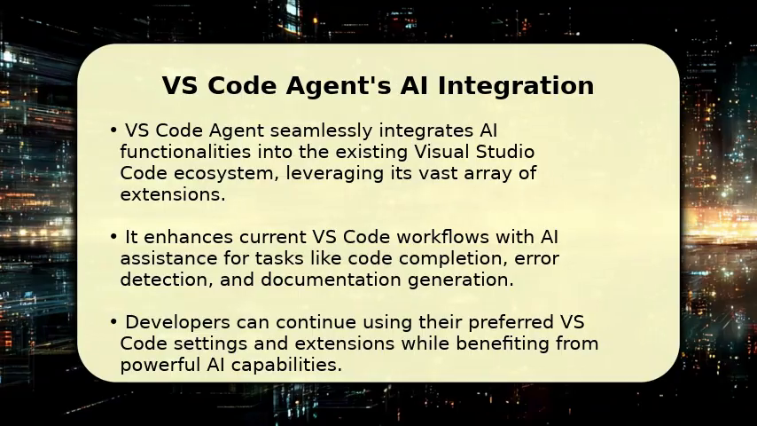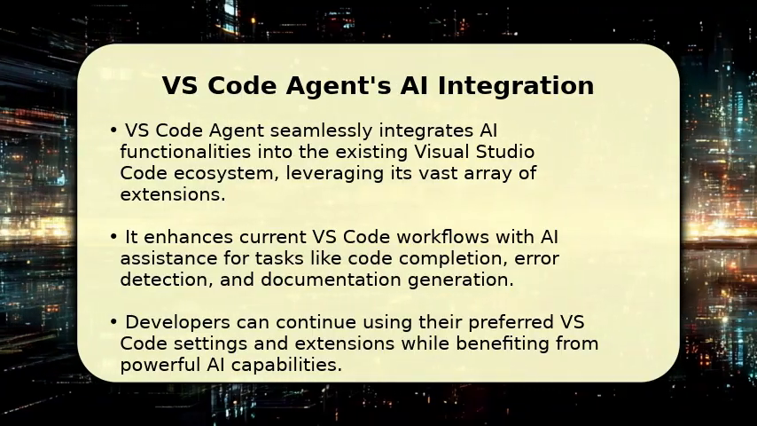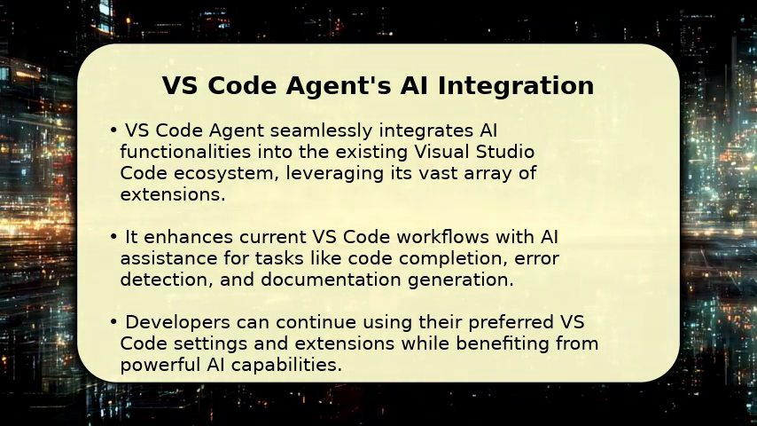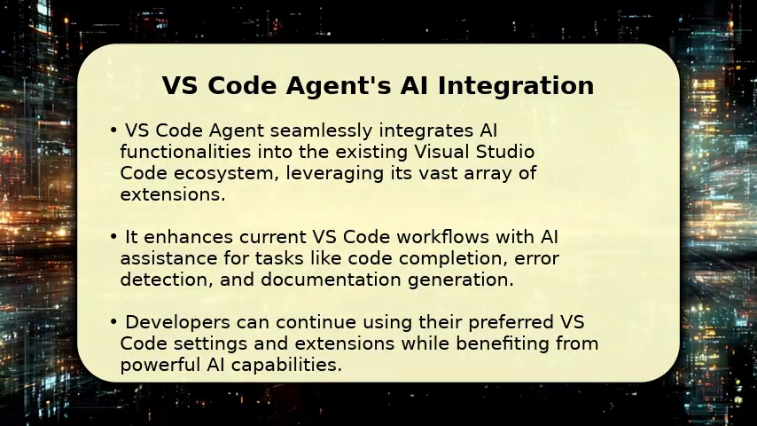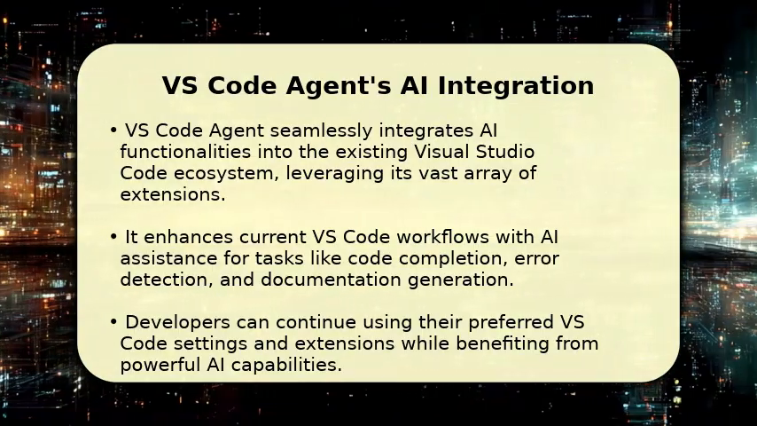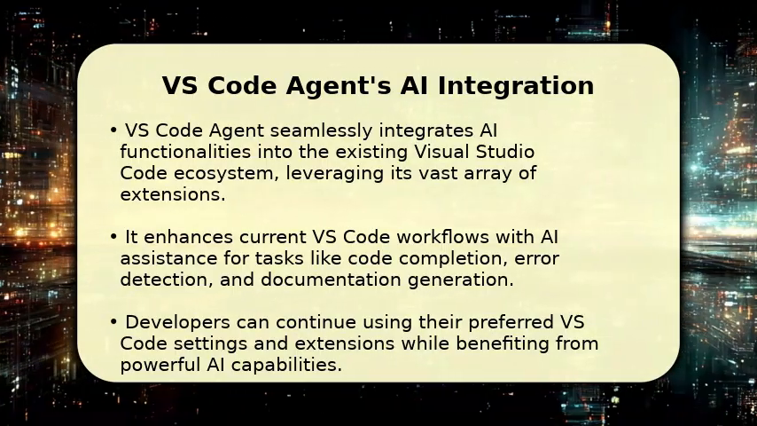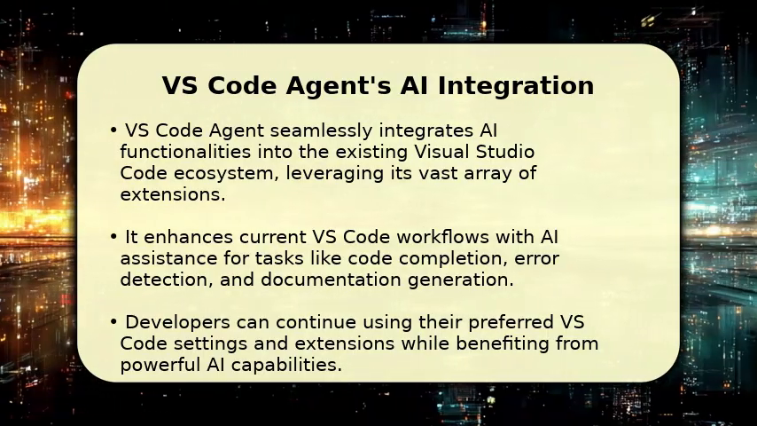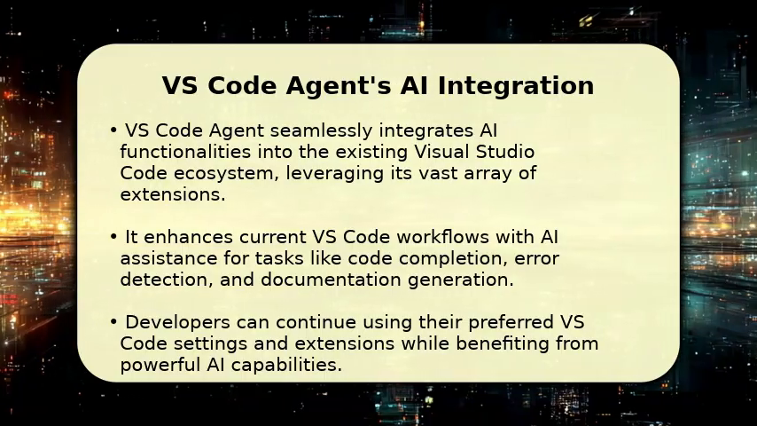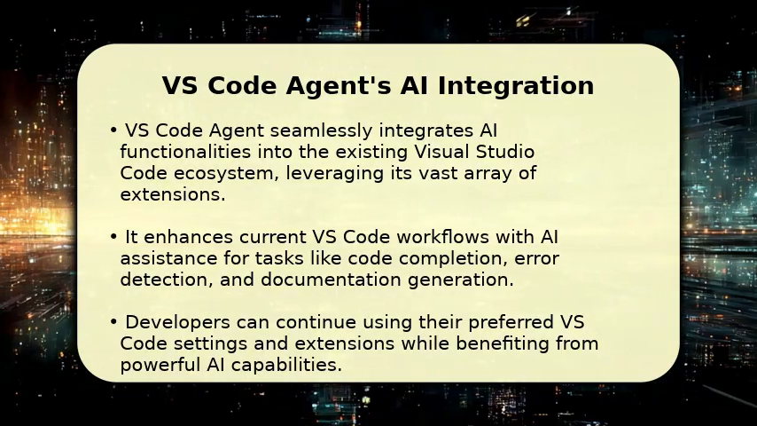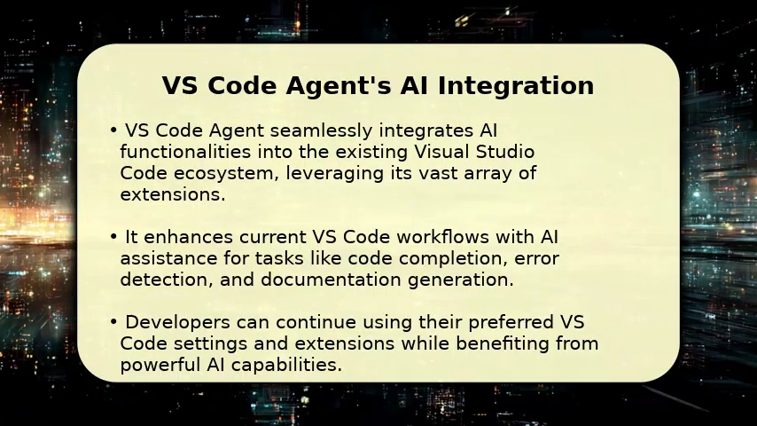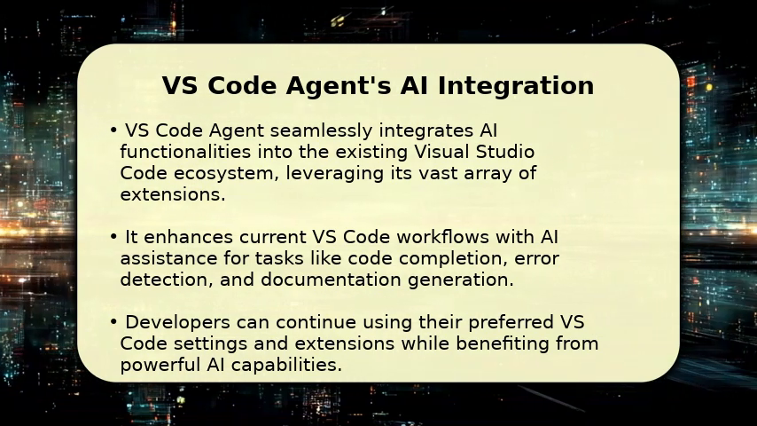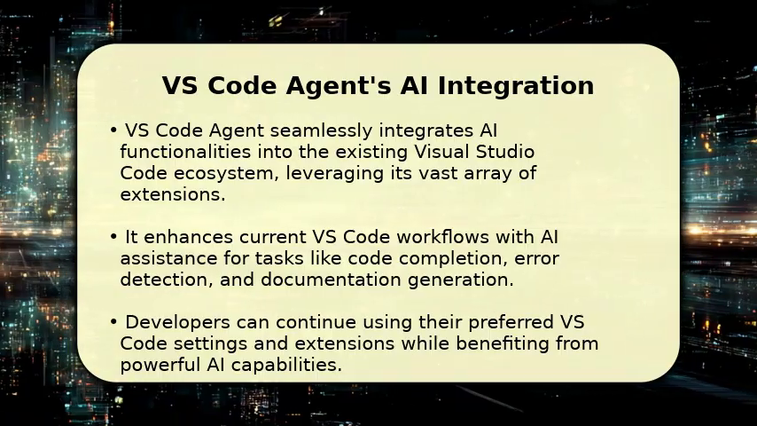VS Code Agent offers a different, yet equally powerful, approach by integrating AI directly into the beloved Visual Studio Code. This means you can retain your familiar setup, including hundreds of existing extensions, while gaining robust AI assistance. It enhances your current workflows, providing intelligent code completions, helping detect subtle errors, and even generating documentation on the fly. For those deeply embedded in the VS Code ecosystem, this agent provides a powerful upgrade, adding a layer of artificial intelligence without requiring a complete shift in your development environment.